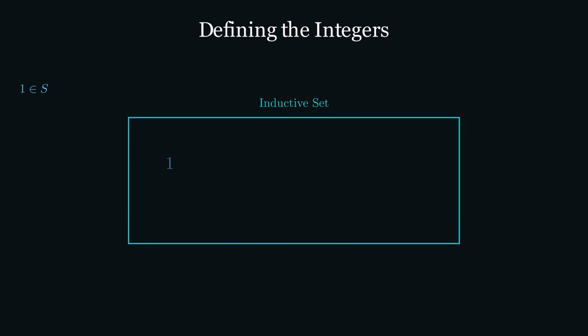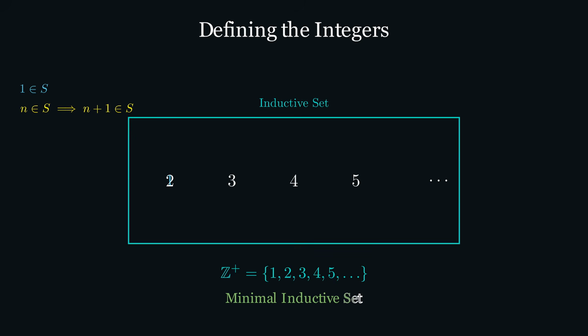Before addressing completeness, we define the integers. An inductive set contains 1, and whenever it contains a number, also contains that number plus 1. The positive integers are defined as the numbers belonging to every inductive set. This definition makes the positive integers the minimal inductive set.